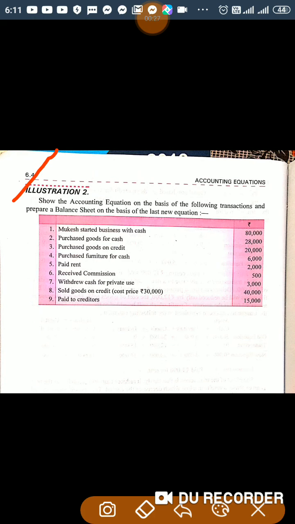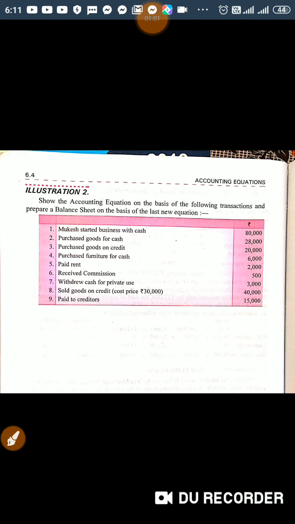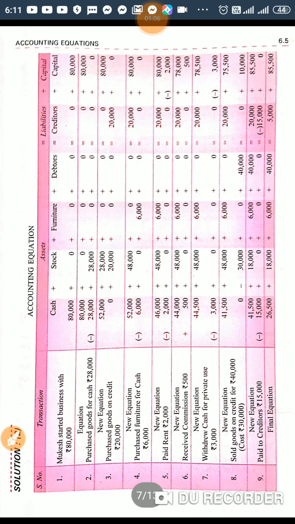Right. So basically in this chapter we are going to check that every transaction follows the accounting equation. We will analyze each transaction in terms of assets and liabilities, and we will check whether this accounting equation, total assets equal total liabilities, holds or not. So how we will show and how we will prepare, just now I'm going to explain to you. So these are the transactions given. This is a format.